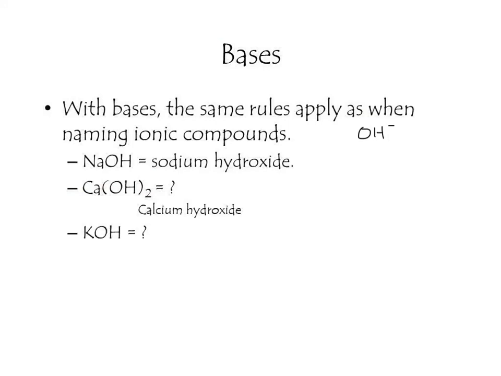And finally, here's one, KOH. The name of the metal is potassium, and the name of the polyatomic ion is hydroxide. So the name of this would be potassium hydroxide. Okay, if you have any other questions, feel free to ask in class. But here is how you would do the problems. Thank you.